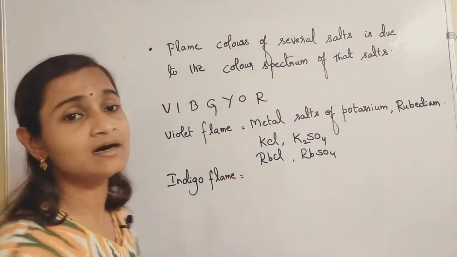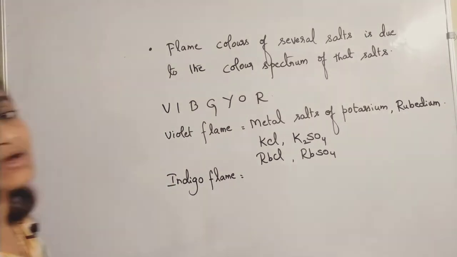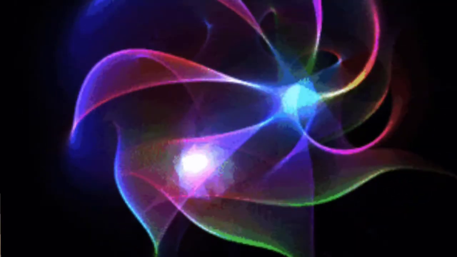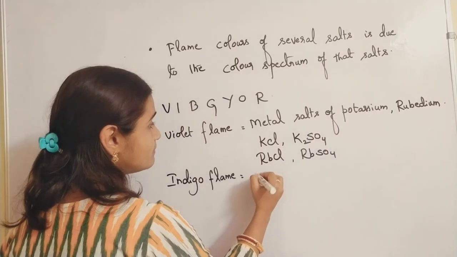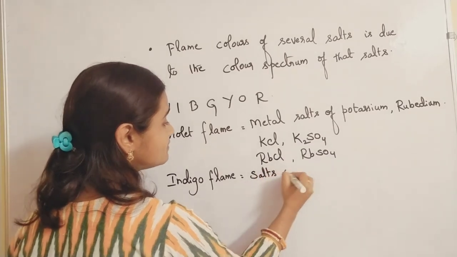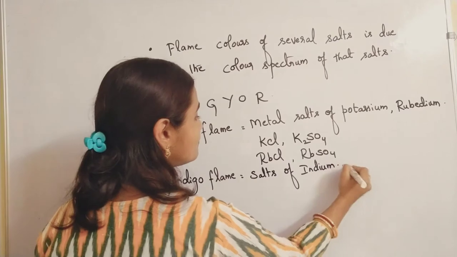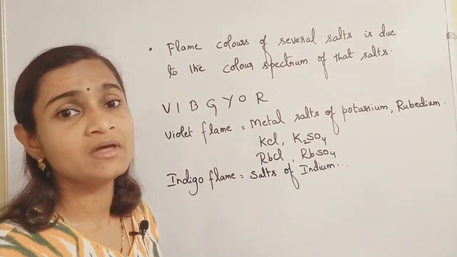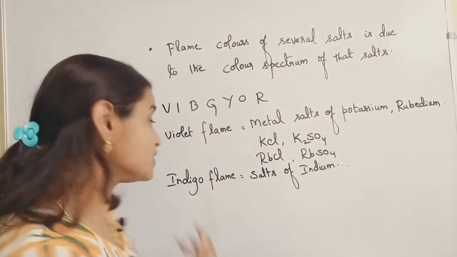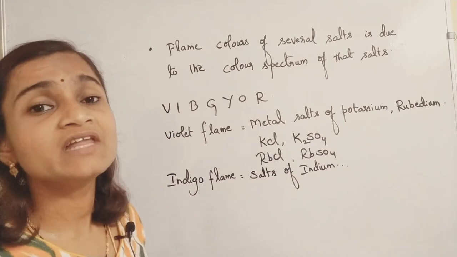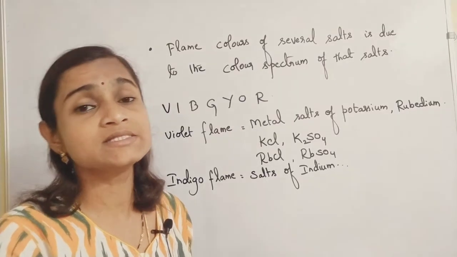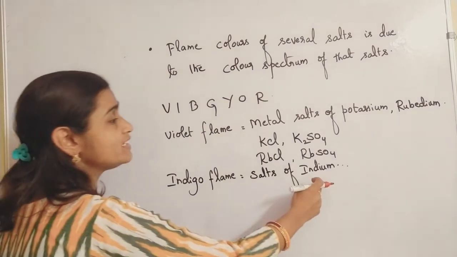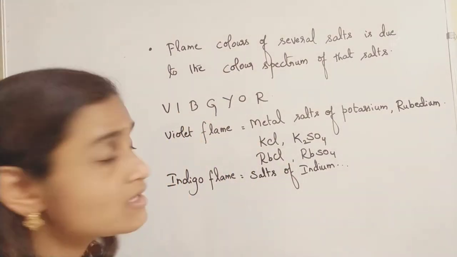Indigo flame is like a violet colored flame only, like a deep violet. This can be obtained from salts of indium. We don't have many salts existing with indium. Indigo is generally neglected because it is also like violet only. Even in the VIBGYOR colors of a rainbow, indigo is not clearly seen. Of course it is present, but not clearly seen. Salts of indium will give you indigo color.